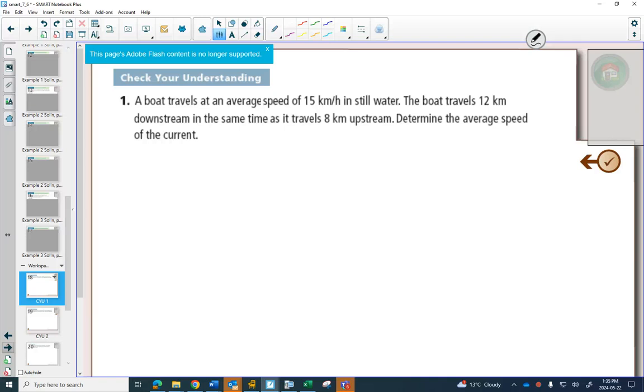We're going to make a chart with distance, speed, and time, and we have to read the question to find out what our situation is. A boat travels an average speed of 15 kilometers per hour in still water. The boat travels 12 kilometers downstream in the same time it takes to travel 8 kilometers upstream. So our two events here are downstream and upstream.